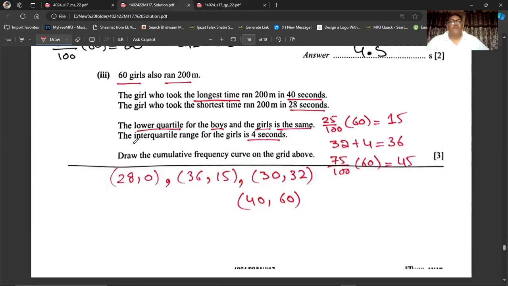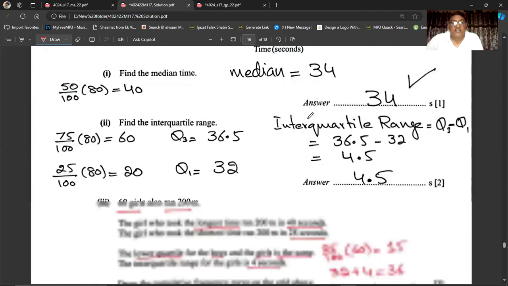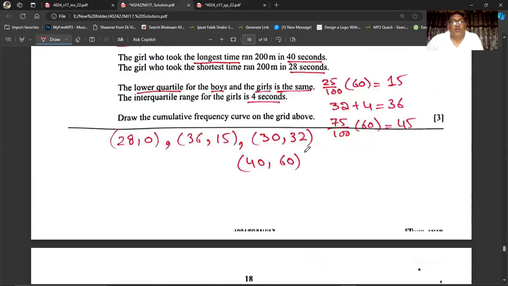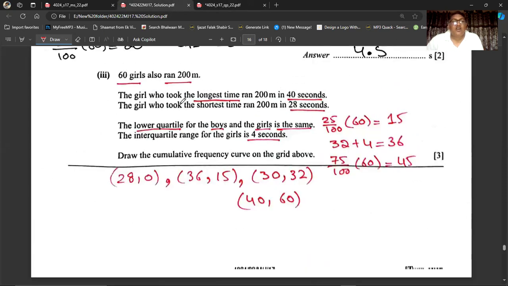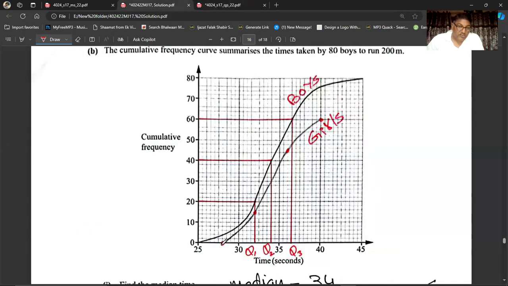Okay. So first of all, the girl who took the longest time ran 200 meters in 40 seconds. There are 60 girls, so at 40, I will put a dot of 60. So I'm going to put a dot at 40 comma 60. Then he says the girl who took the shortest time ran 200 meters in 28 seconds. So there is no girl who took less than 28 seconds. So I'm going to plot 28 comma 0. So I put two dots, 40 comma 60 and 28 comma 0.